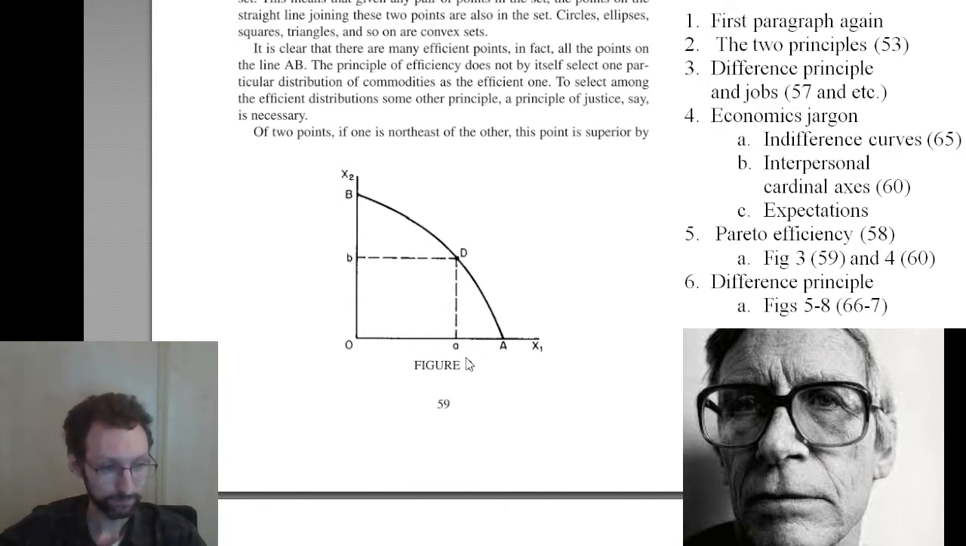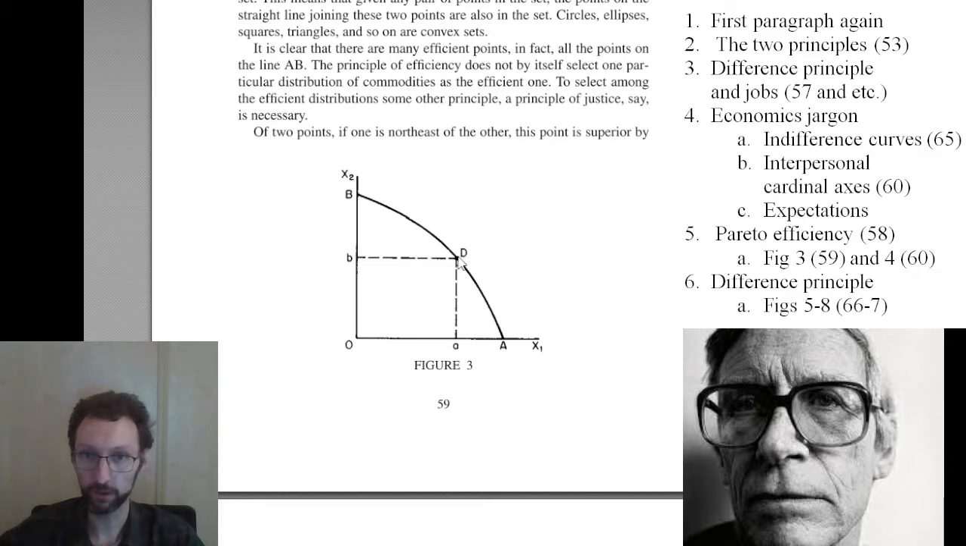Here is figure 3. Figure 3 is a graph of Pareto optimality. This curve is the Pareto optimal curve. Anything above this curve is not possible because we don't have enough resources to do it. And anything below this curve is not Pareto efficient. It's not Pareto optimal. So point B is Pareto optimal, or Pareto efficient. Point D is Pareto efficient. Point A is Pareto efficient. This point B is giving everything to this person x2. Point A is giving everything to this person x1. Point D is giving this much, little a to x1 and little b to x2. These are all Pareto efficient.